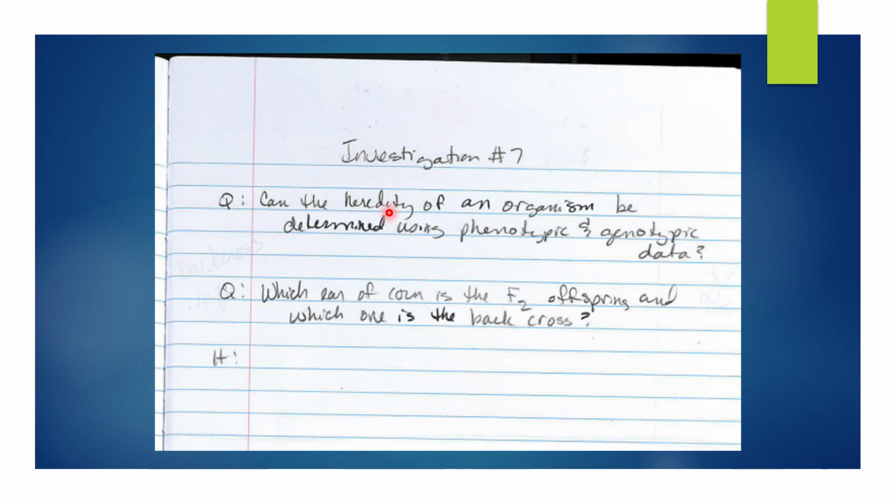Okay, so underneath the information that you just wrote, we need a hypothesis. You're actually making 2 hypotheses. So which ear of corn do you think is the F2 ear of corn? The F2 ear of corn is number whatever. The back cross ear of corn is number blank. It was back crossed with the purple smooth parent or wrinkled yellow parent, whichever one that you choose.